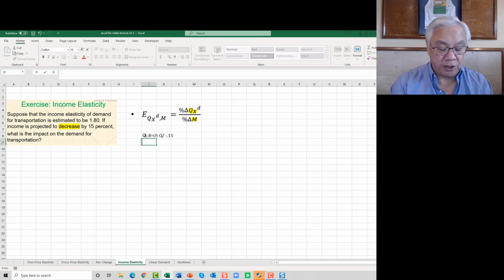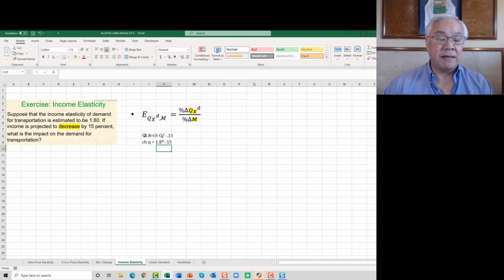So now we can solve for Q. So change in Q equals 1.8 times negative 0.15. So we can solve that. So the answer is negative 0.27. So what does that mean? That means that the demand for transportation, let's say airline travel, not bus travel, the demand for airline travel would drop by 27% if there's a decrease in income of 15%.